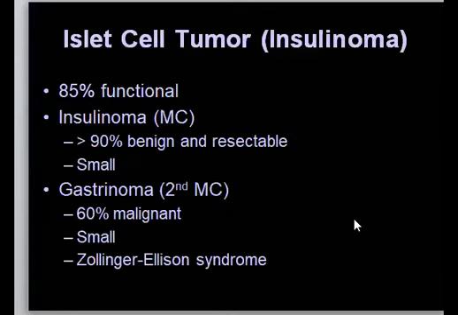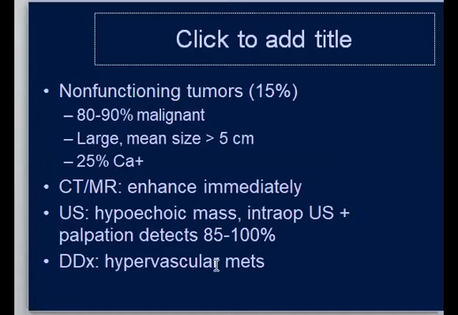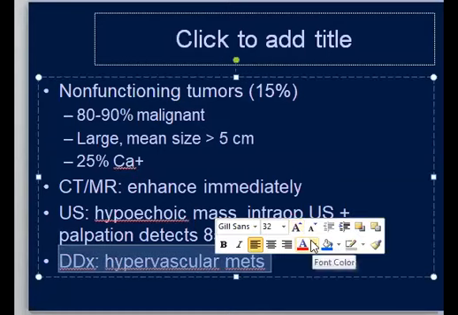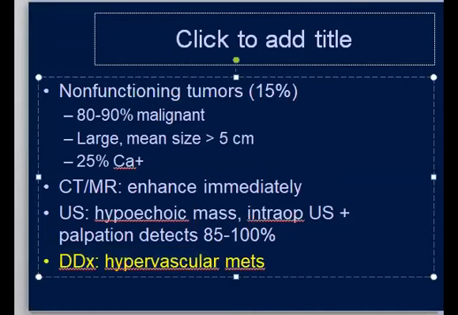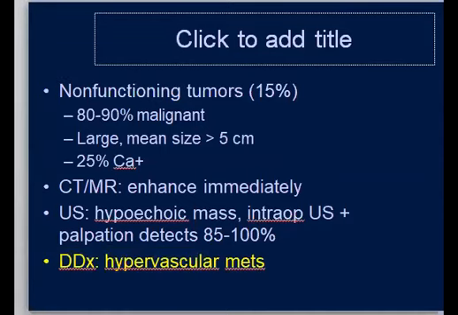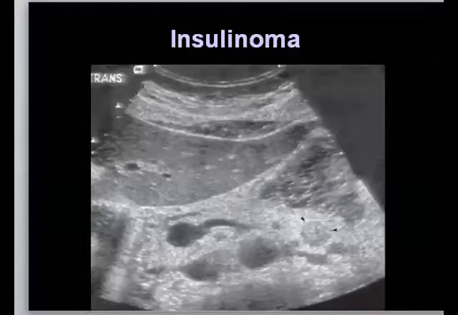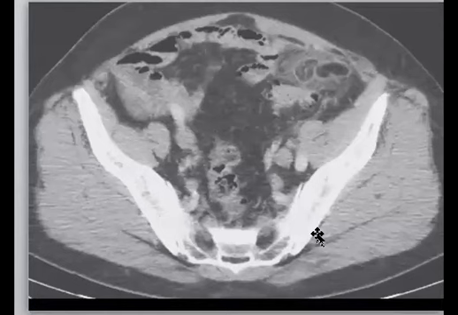Okay, so this is what is called islet cell tumor. And as we mentioned, the most important thing to know is that hypervascular metastasis is the differential. And here in the ultrasound, it is not very easy to see, especially if the patient has gas, but okay.